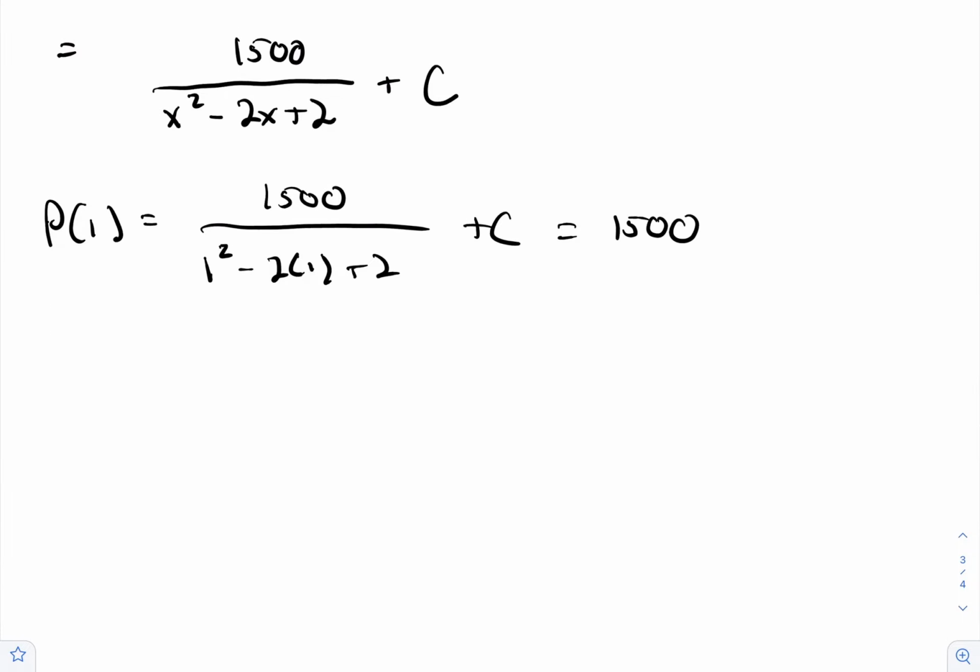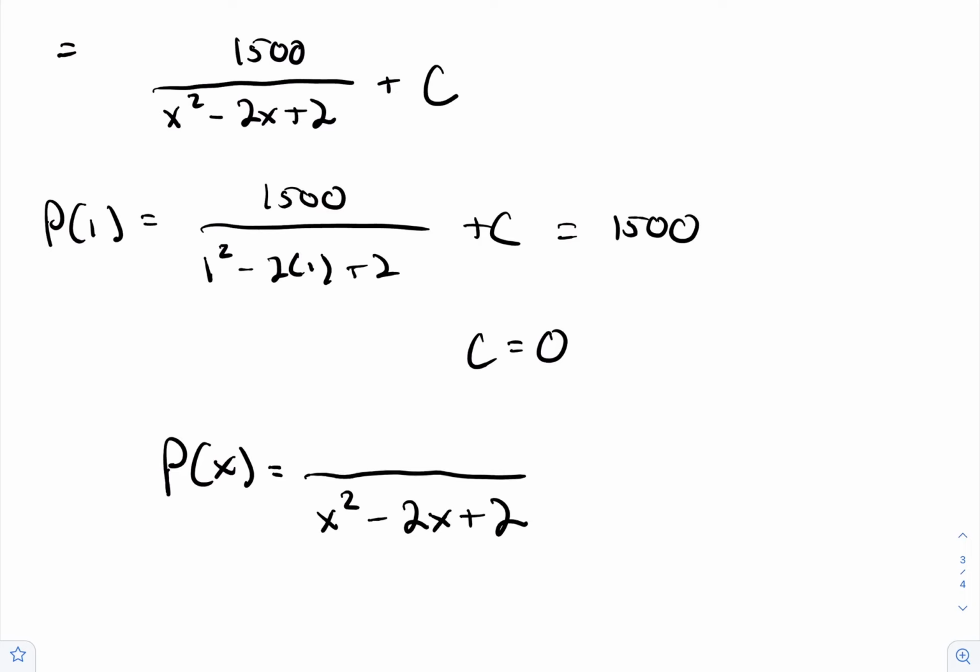So what do we get on the bottom? 1 minus 2 is negative 1, plus 2 is 1. Then subtract the 1500, and it looks like C equals 0. So our profit function is going to be 1500 over x squared minus 2x plus 2, and again, our C is 0. So this is our profit function.